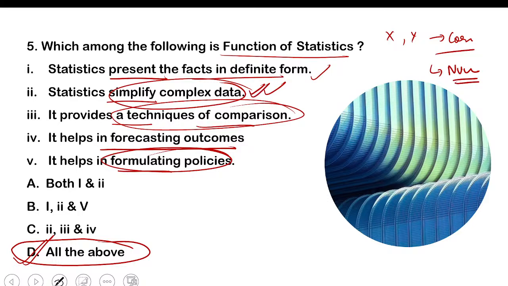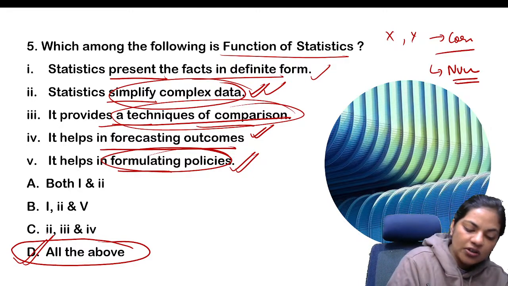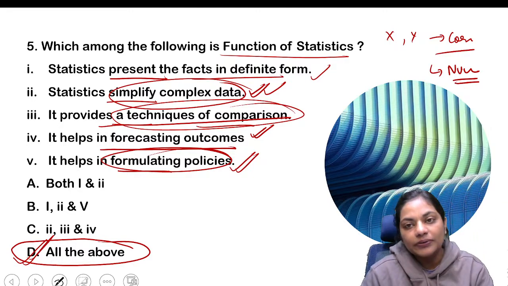Then it is going to simplify our complex data. It will provide us a technique of comparison. It will help us in forecasting the outcomes and it will help us in formulating the policies. So hence, when you talk about the functions of statistics, all these are the important functions of statistics. You would say the answer is all of the above.